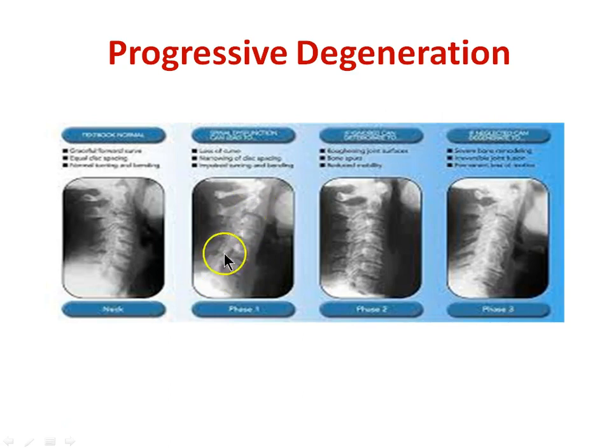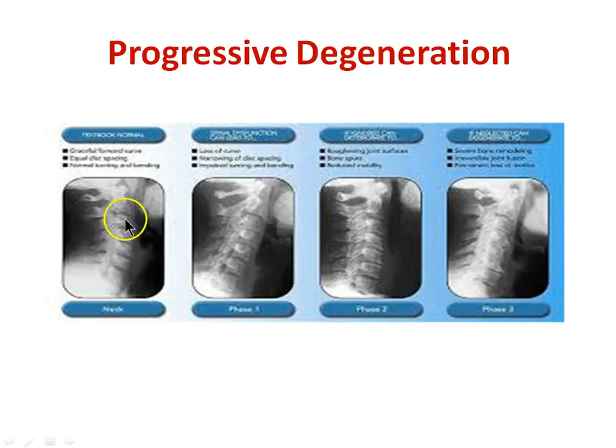Now, the way it progresses normally is the first thing that happens is we lose the proper curve. You can see that there's not a banana-shaped curve here, yet the disc height is still pretty good. Over here, we see thinning of the disc, so it's gone to the point now that the discs are thin. And then here we have thinning discs and even calcium deposits. Those are known as spurs.